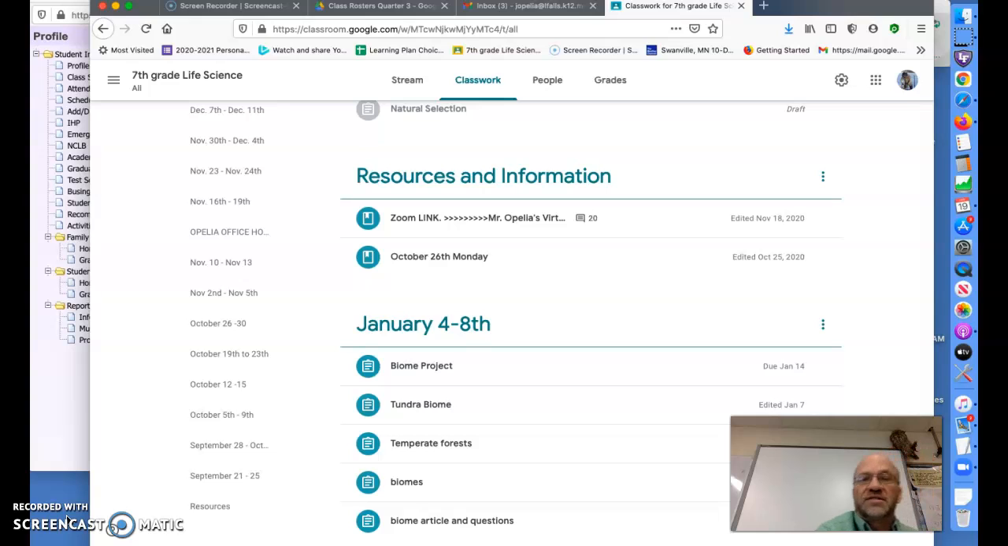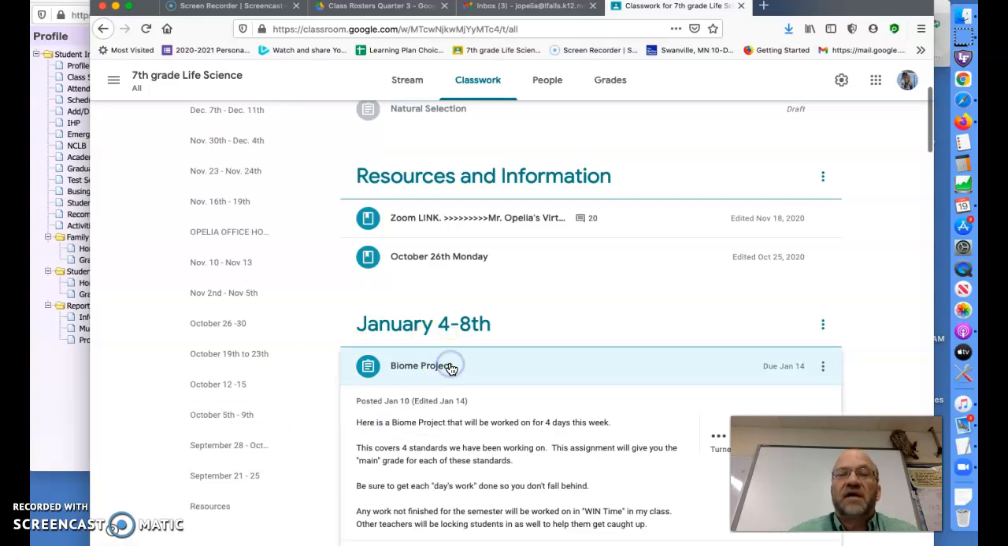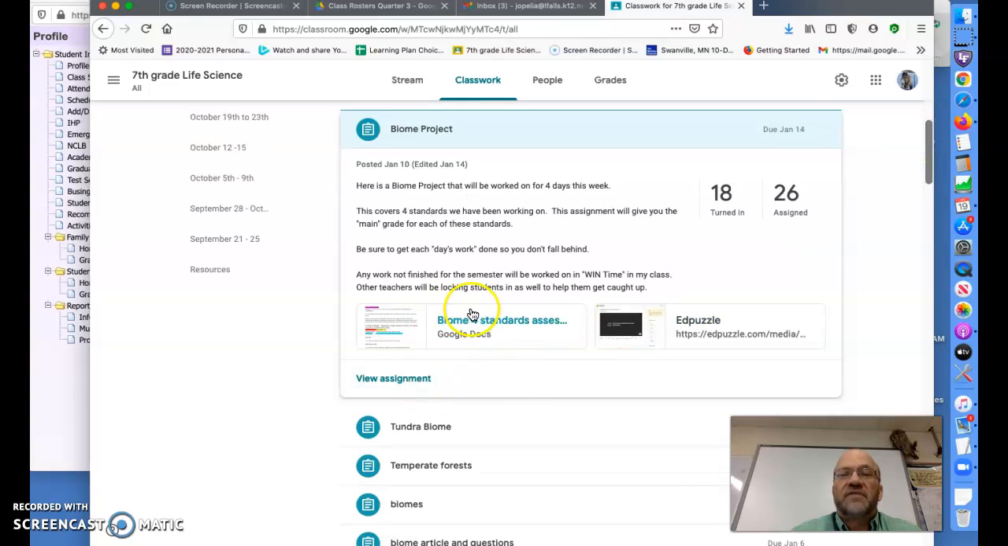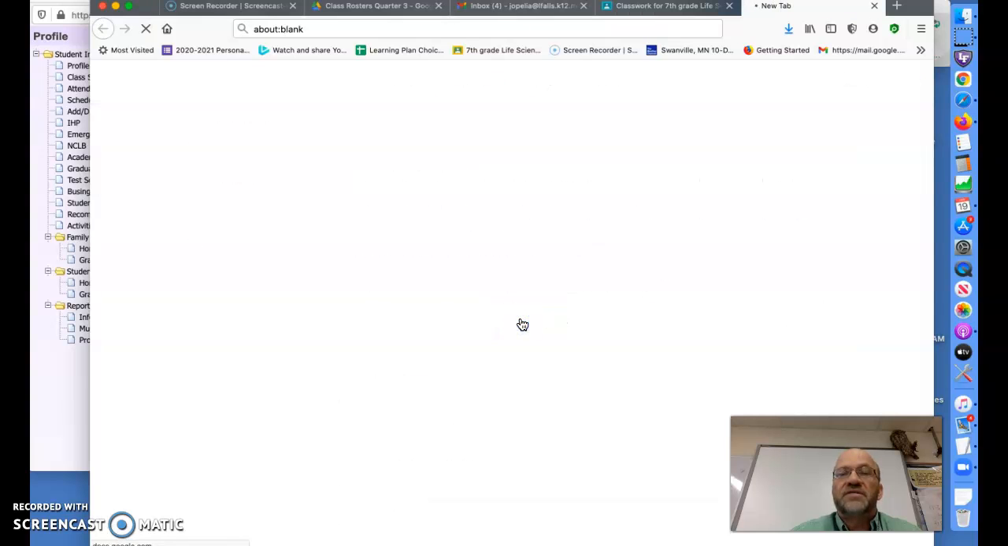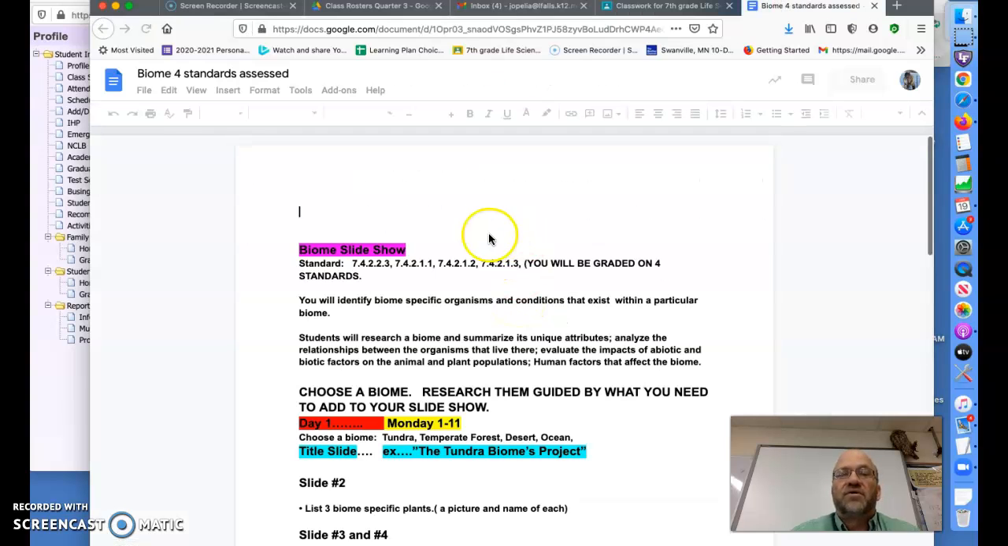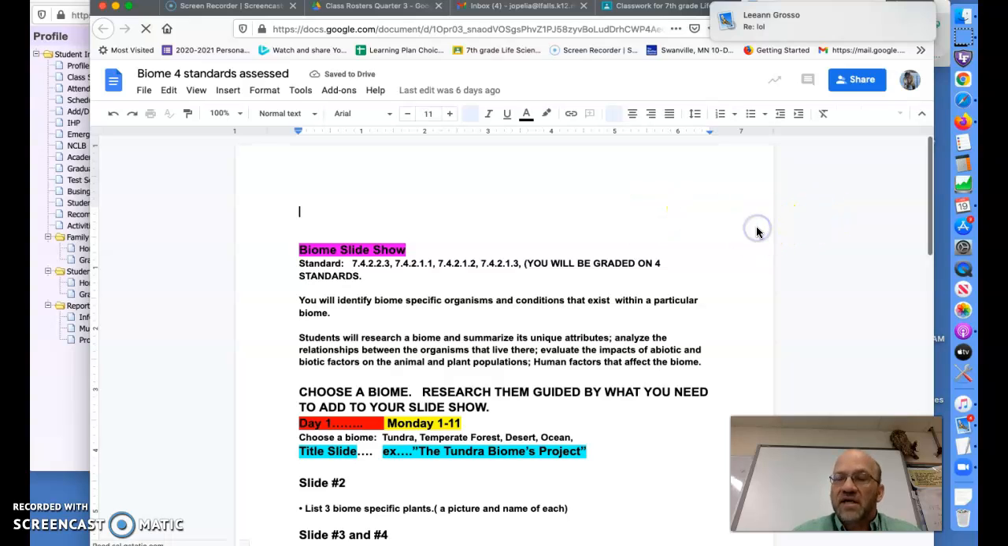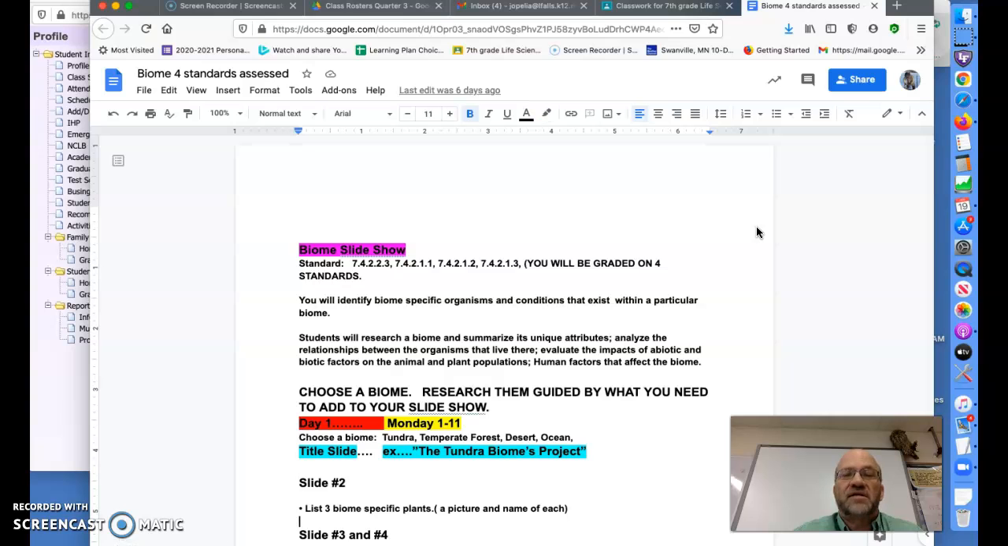Those of you who are distance learners, make sure that this biome project here is complete and finished. It's your job to have it done. If you have any questions, you need to email me and let me know so that I can help you out. Okay? So this is it right here. So make sure that this is done and you send that in the attachment.